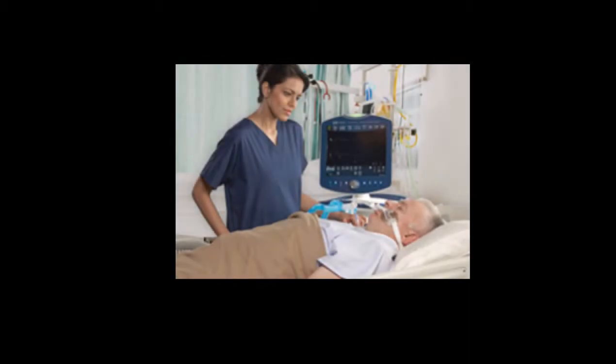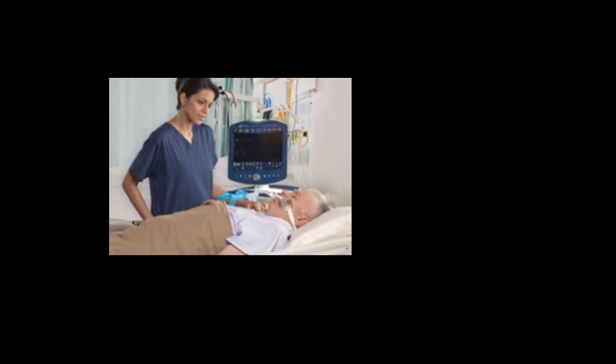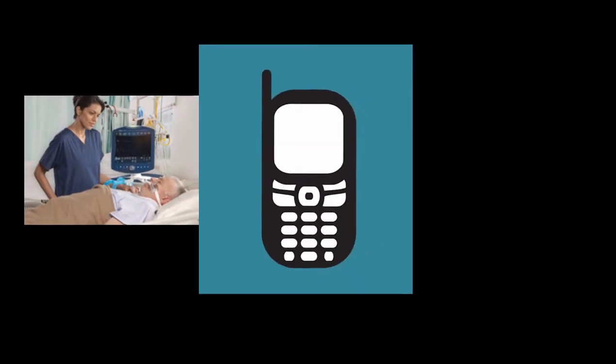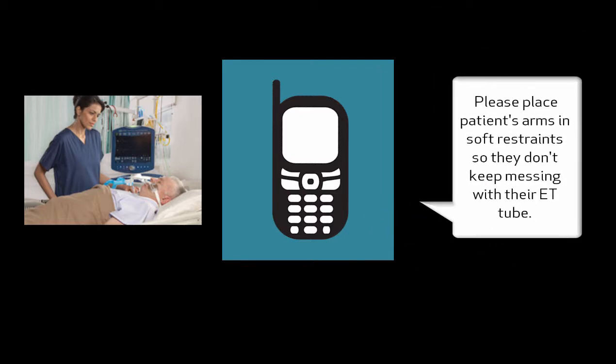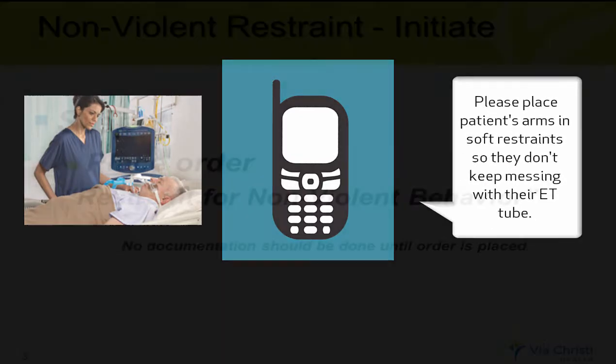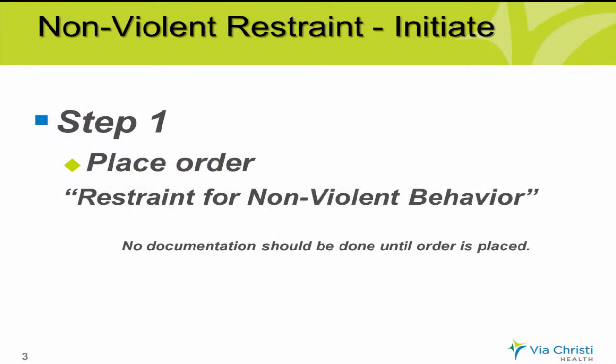In the clinical situation today, we will be discussing a patient that was recently intubated and continues to pull at the ET tube, despite frequent reminders and various other attempts to camouflage the lines. The nurse has consulted with the physician and has obtained an order via the phone to place the patient in restraints. Step 1, we will start the process by placing the initial order in OneChart.